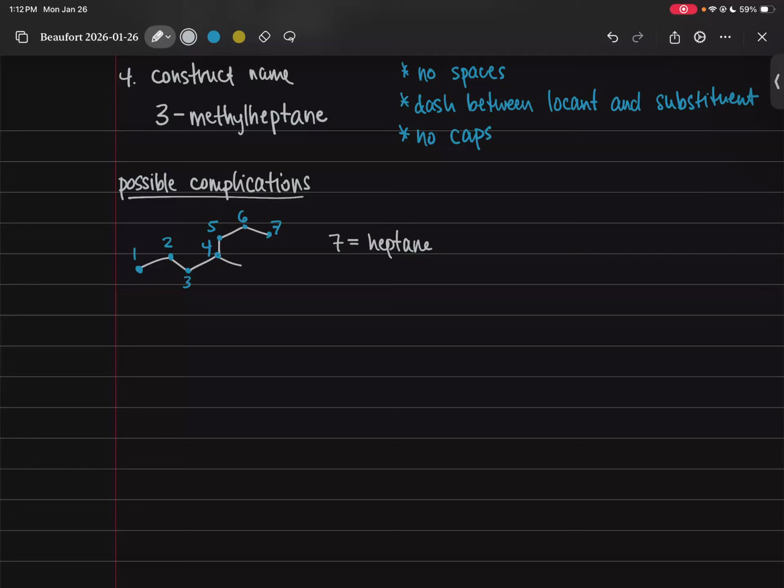And that substituent here is also methyl again. So we have a methyl on carbon 4. And so we have now 4-methylheptane.